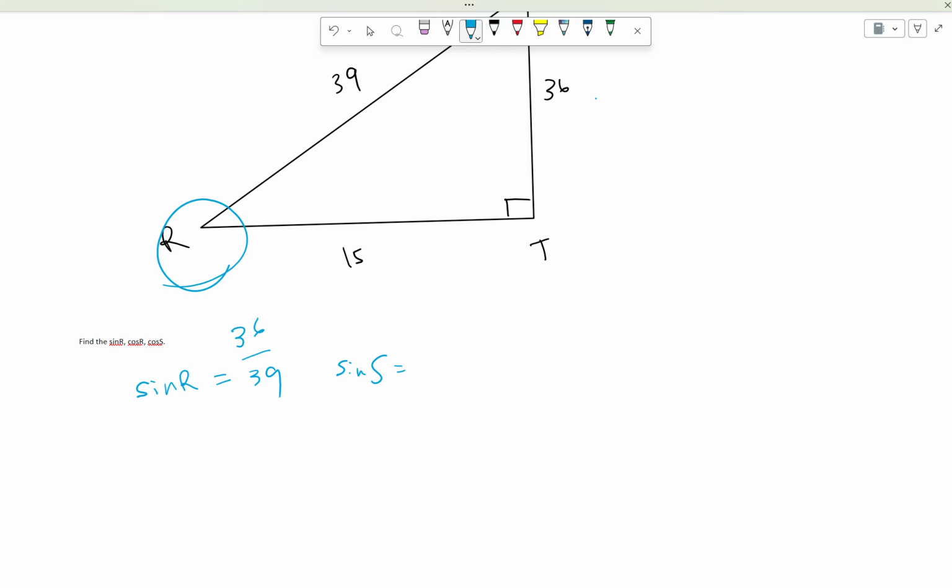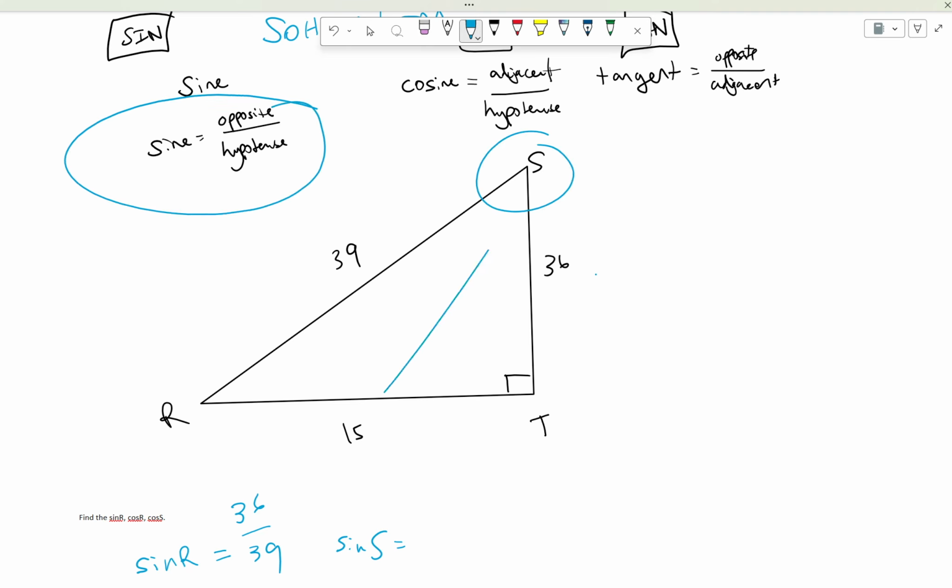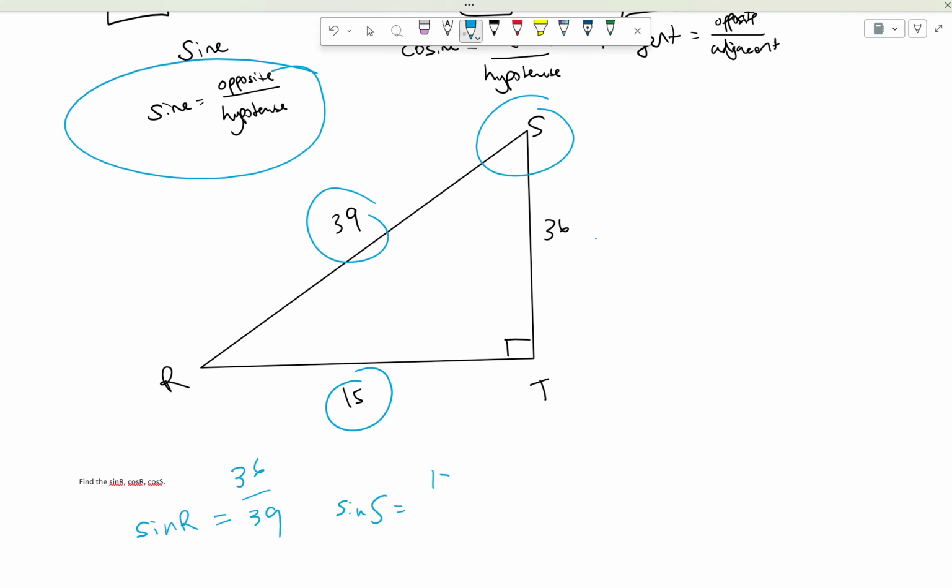So the sine of S. So remember what sine says, right? Now we're from the angle S, okay? Sine is still opposite over hypotenuse, so we go to the opposite side, which is 15, right? Over the hypotenuse, opposite the right angle, and that's 39. So that's simply the fraction 15 over 39.